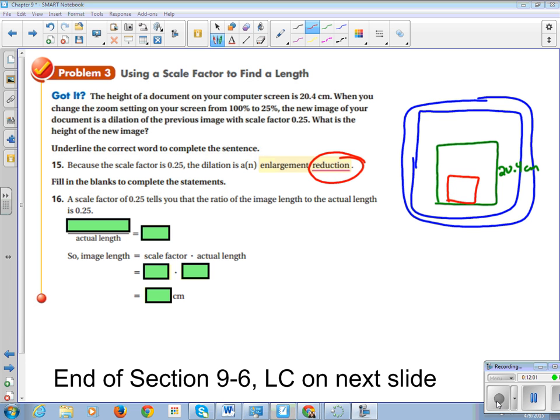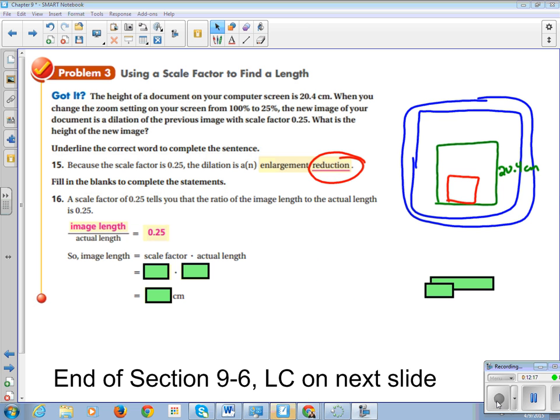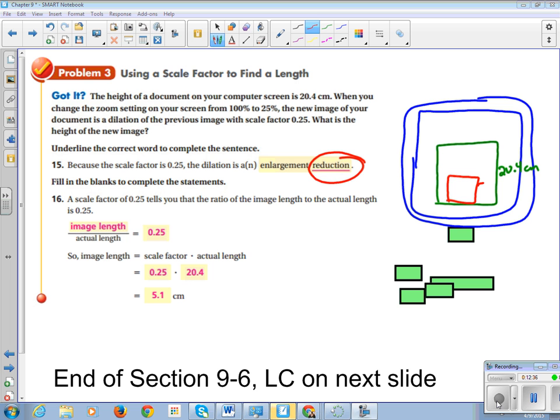So a scale factor of 0.25 tells us that the ratio from the image to the actual length is 0.25. So image length over actual length is 0.25. So if we took our scale factor, which is 0.25, multiplied it by the actual length, which is 20.4, we get 5.1 centimeters. So our new document is 5.1 centimeters tall.